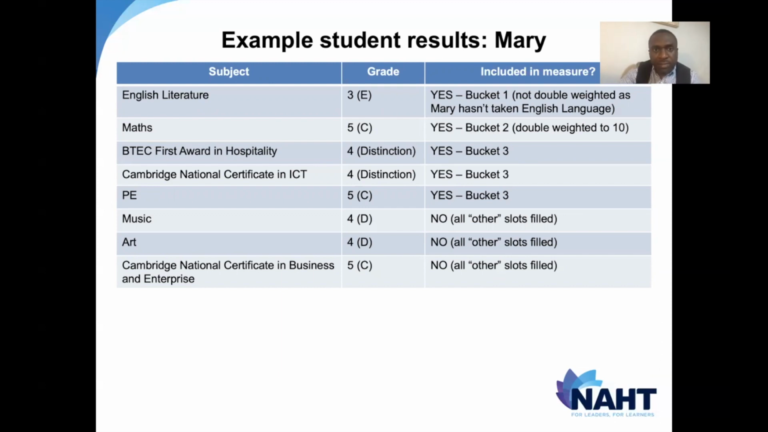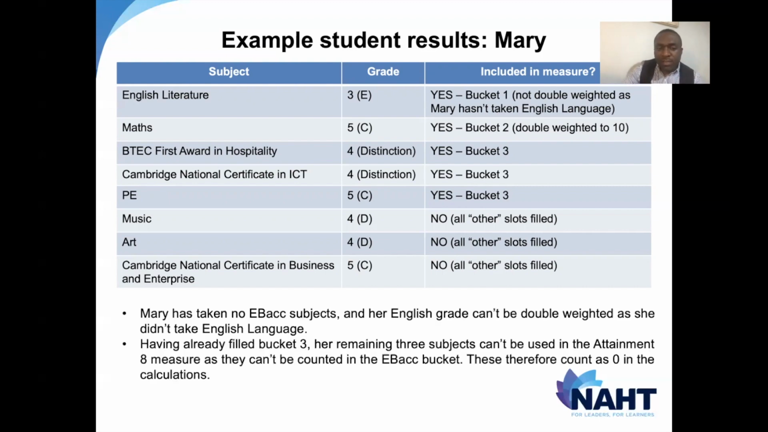Now bucket 2, she has no slots for bucket 2. She's only got BTEC, Cambridge, and PE. So they all come to bucket 3. So she's missed out. Her buckets are not full, because bucket 3 can only take 3, and bucket 2 can only take 3 as well. Now, this is important for parents to know how your kids are graded.